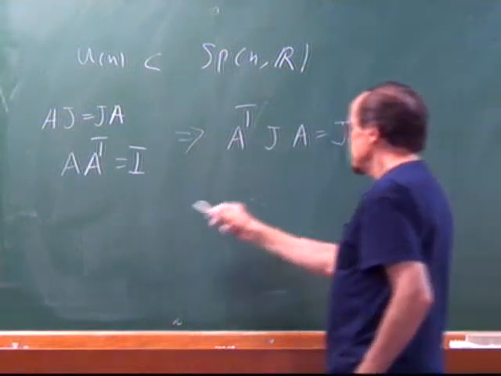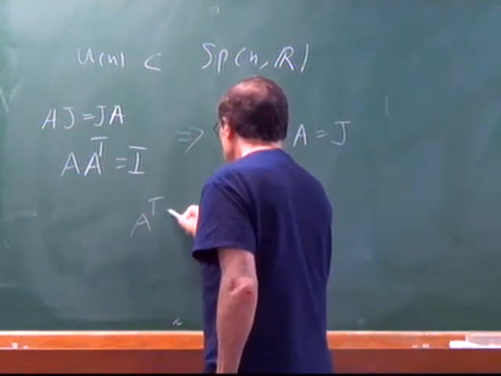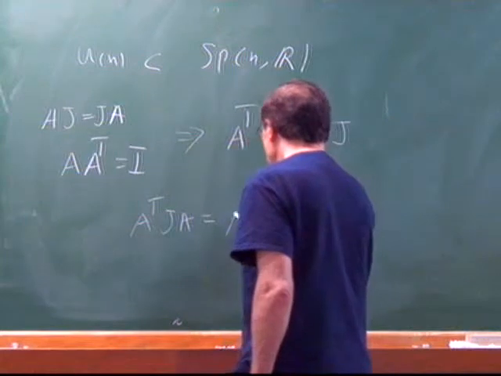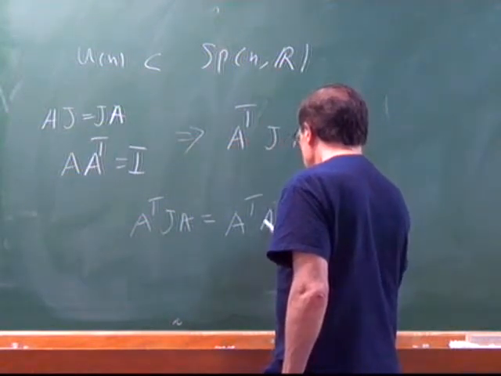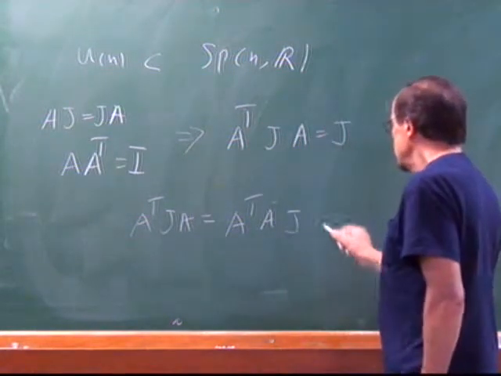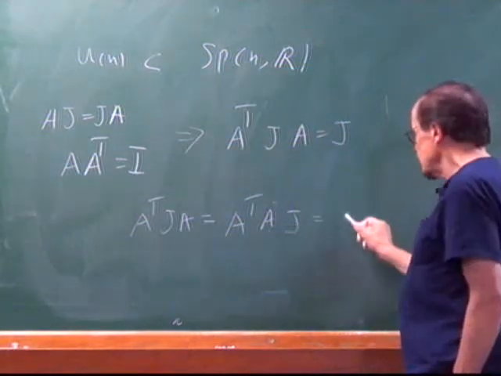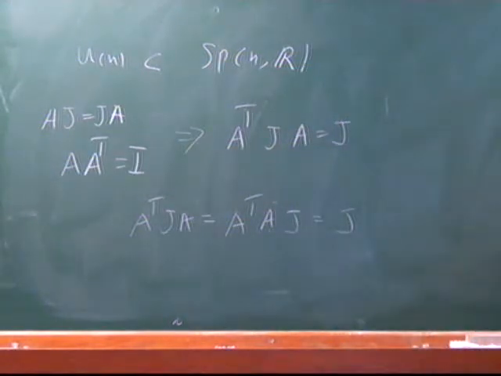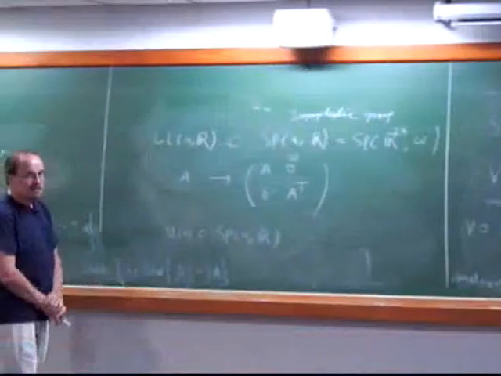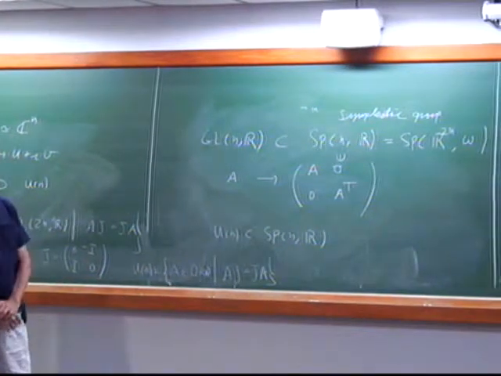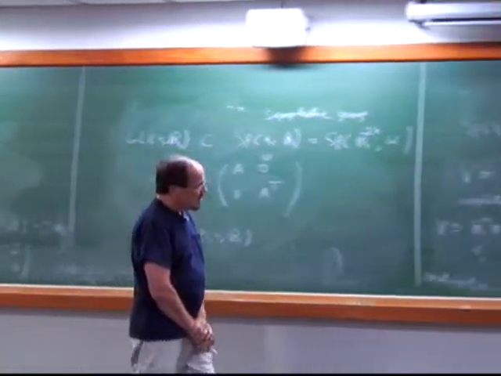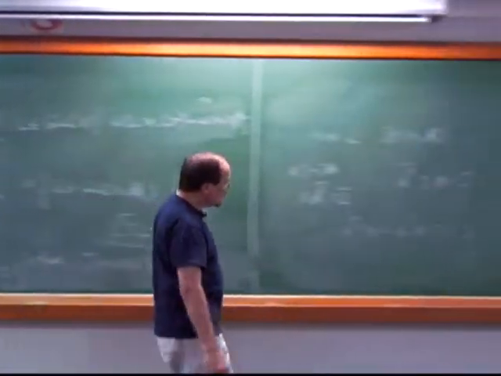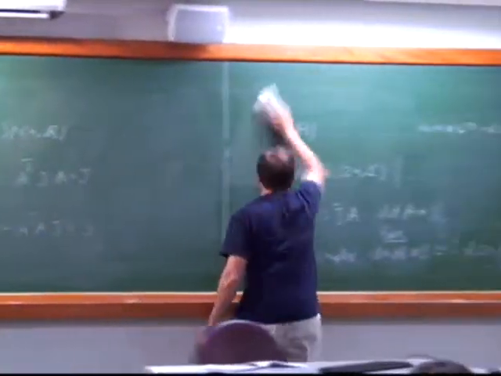So what's the left side? So here, A transpose JA would be, I can switch around the J, AA transpose J, identity because it's orthogonal, that's J. So it's okay, right? So it satisfies the definition of what it means to be symplectic. So SPN has two natural subgroups, the n by n real matrices and the unitary matrices. And the reason why the unitary group is so important is because of the following theorem.